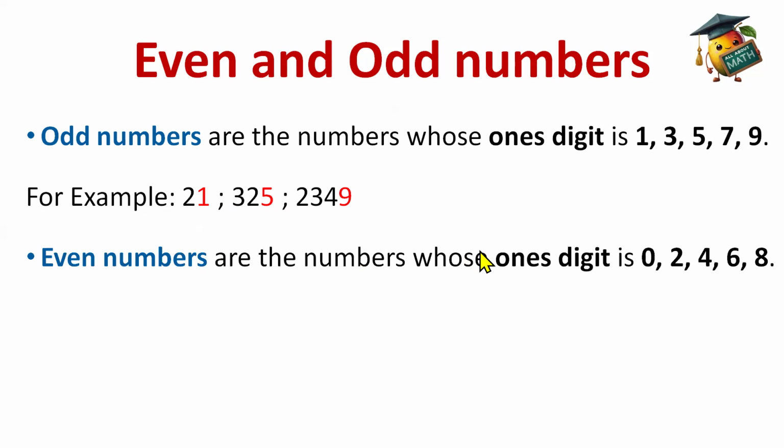Even numbers are the numbers whose ones digit is 0, 2, 4, 6, 8. For example, we have 56, 870, 1392. Even if these are big numbers, you just need to check the last digit, that is the ones digit. If it's 0, 2, 4, 6, 8, then it is an even number. You're just skipping one number here, 0, 2, 4, 6, 8, that is 1, 3, 5, 7, 9.